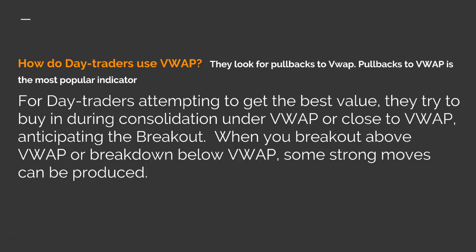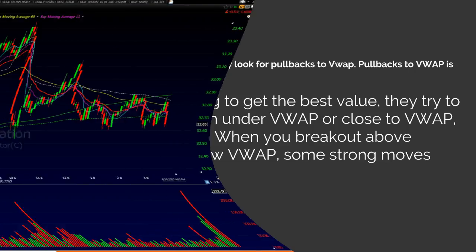How do traders use VWAP? They look for pullbacks to VWAP, and I like to too. Pullbacks to VWAP is the most popular indicator. For day traders attempting to get the best value, they try to buy in during consolidation under VWAP or close to VWAP, anticipating the breakout. When you break out above VWAP or break down below VWAP, some strong moves can be produced.